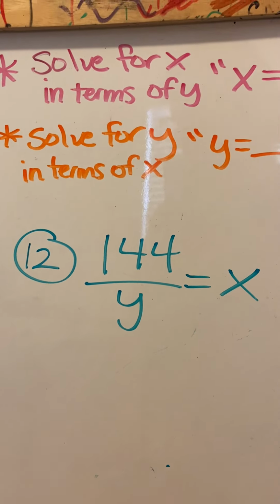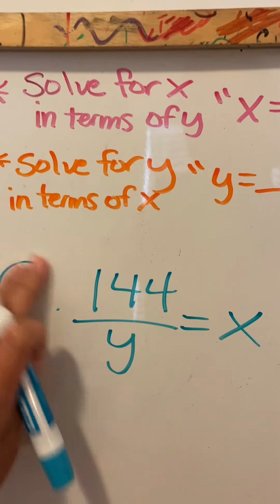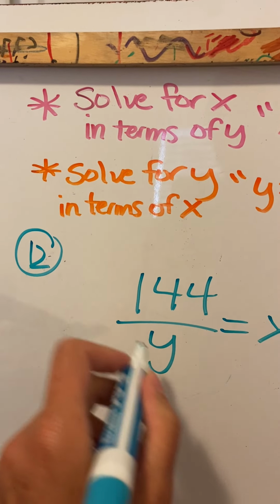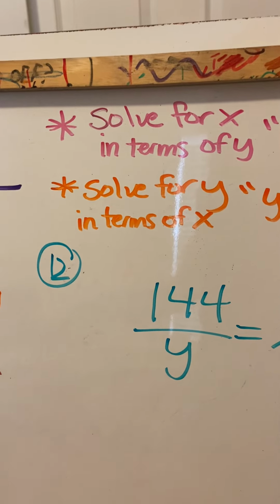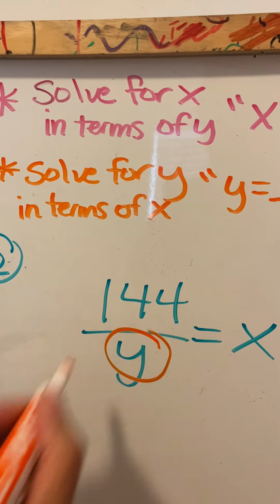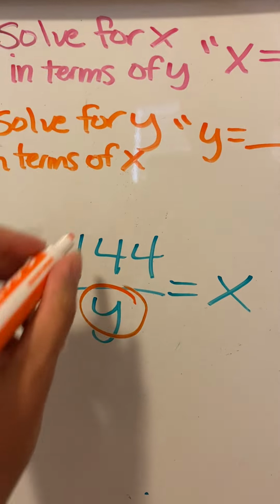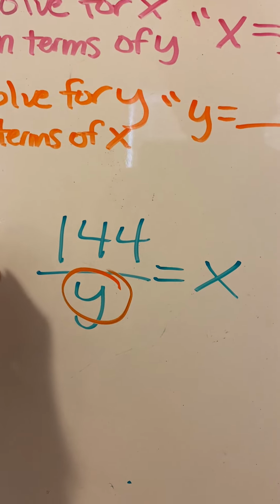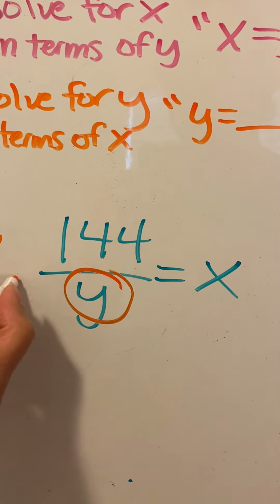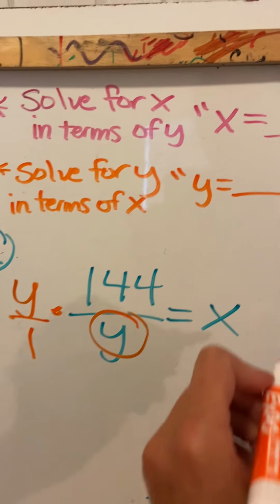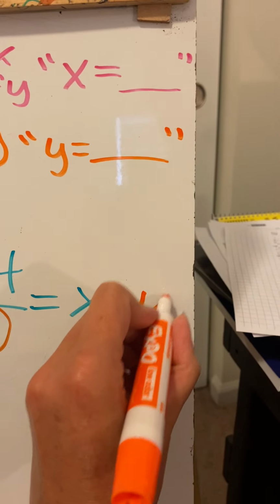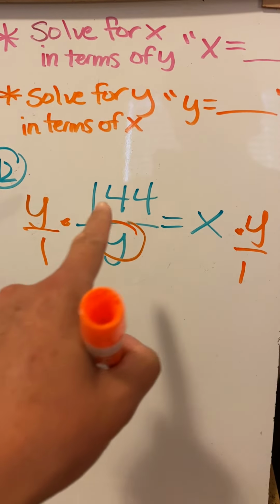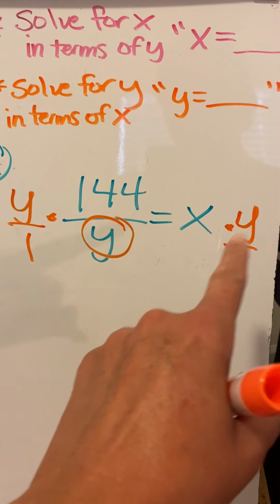And in order to get y by itself, I'm going to move this over. It's a little too close to my problem. We want to get y by itself, so we're going to look at our denominator here, right? We see we have this as a fraction, so what we did in the last lesson, we had to look at our denominator and put whatever is here over 1 and multiply. We're going to do the same thing on this side, we're going to put y over 1. So now we have y over 1 times 144 over y equals x times y over 1.